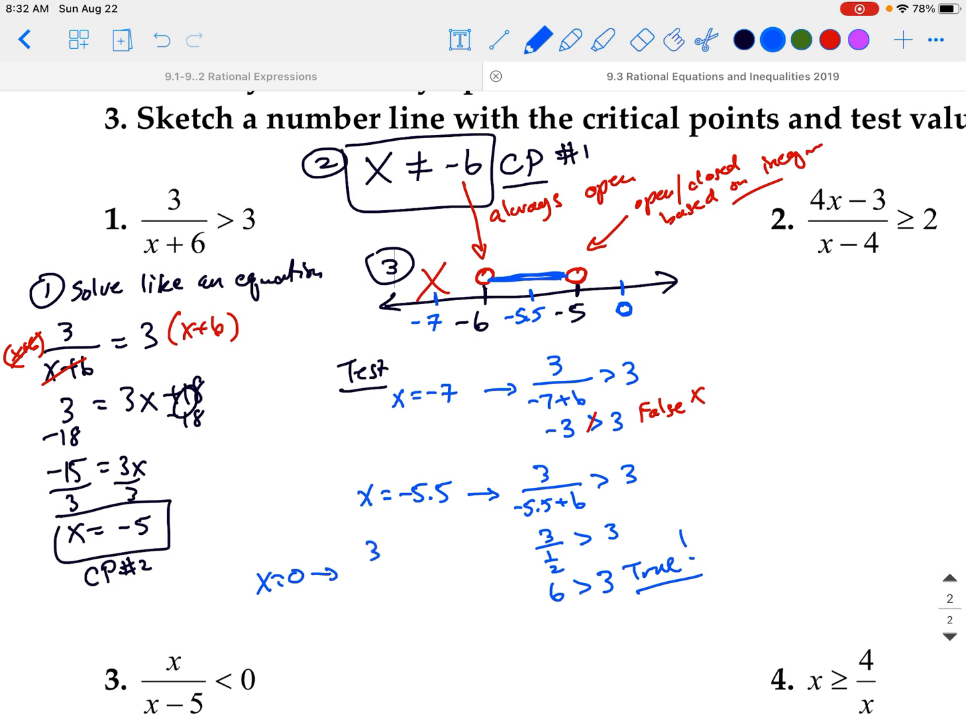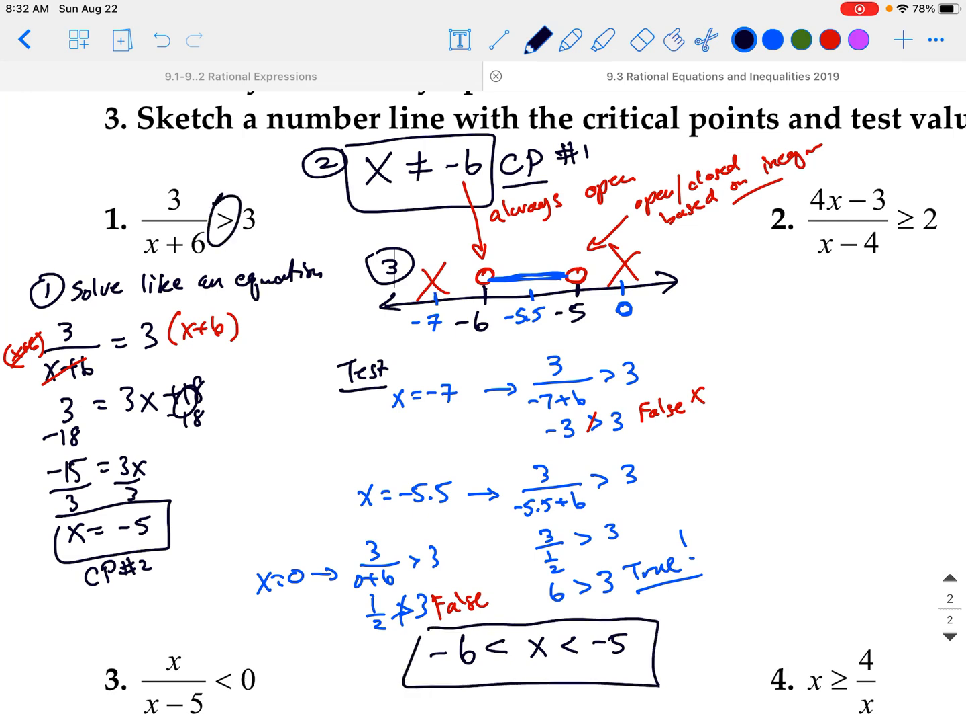So at 0, we get 3 over 0 plus 6 is greater than 3. But clearly 1/2 is not greater than 3. So it is false. Which means that for our final answer, the solution is all numbers between negative 6 and negative 5, which we can write with a nice simple inequality. So x is between negative 6 and negative 5. And note it is strictly because our inequality is strictly.